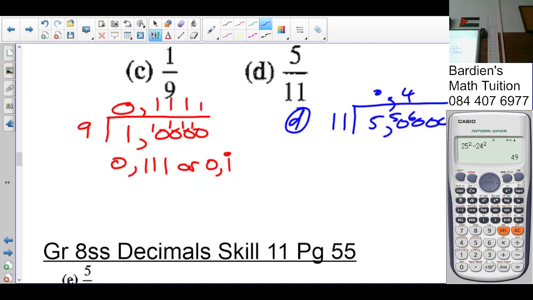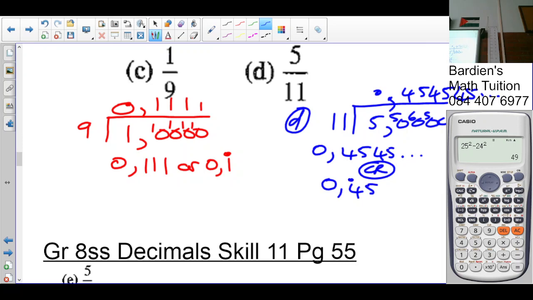So 11 goes into 60 how many times? 5. Carry? So it's 55, so it carries 5. So it goes again 4. And again 5. Again 4. Again. And so on. You guys understand? So in other words, this is going to be 0,4545. And the number carries on like that. Or you can write it as 0,45. The 4 is recurring and the 5 is recurring. Okay?